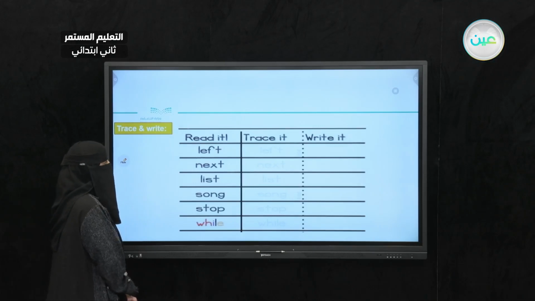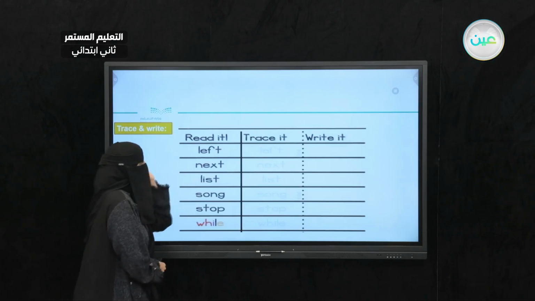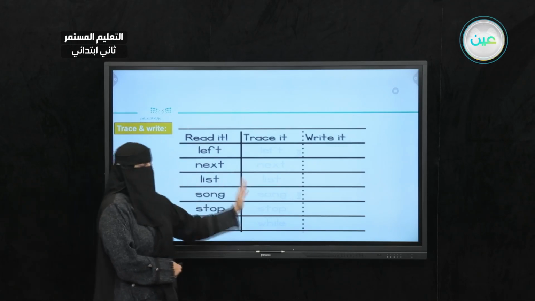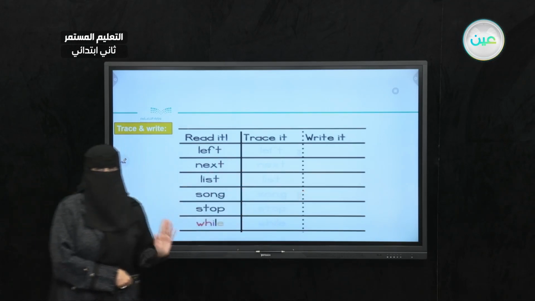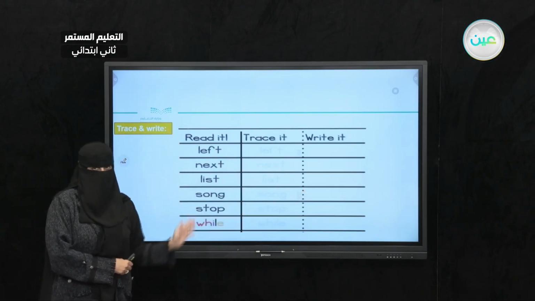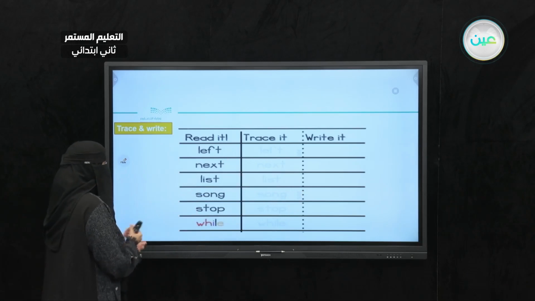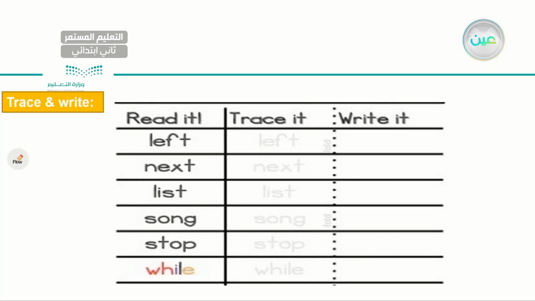Now let's do the same. As you can see, I have read it, trace it, and then write it. Let's start by reading all the words, okay? Left, next, lest, song, stop, while, okay? Let's start by tracing.